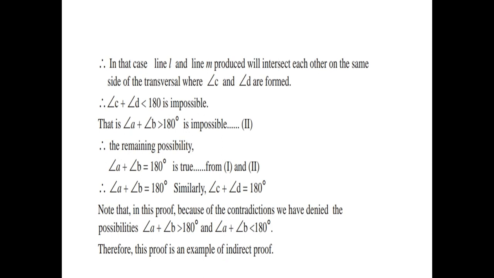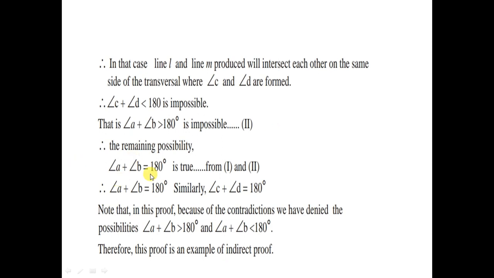So in that case, line L and line M produced will intersect each other on the same side of the transversal where angle C and angle D are formed. Again, if angle C plus angle D is less than 180 degrees, that means the lines L and M will intersect, correct? Now if the lines intersect, the condition that angle A plus angle B is greater than 180 degrees is impossible, because we have already mentioned that line L and line M are parallel.